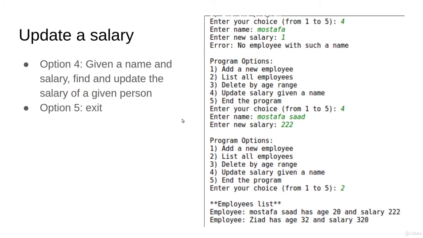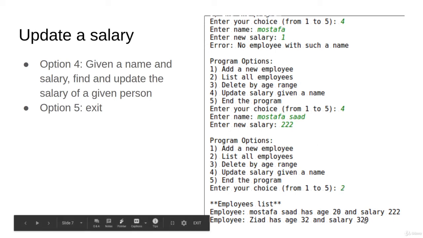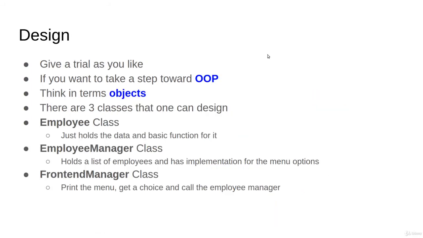In option number 4, we are given a name and update the salary of a person. For example, I entered here 4 and then I entered Mustafa. But observe that there are no employees with the name Mustafa. There is Mustafa Saad. So we tell the user, hey, no employees with such a name. The user tried option number 4 again to update the salary, and this time he entered Mustafa Saad and entered the new salary to be 222, which will be updated. If you print with 2, it will print Mustafa again, but now with the updated salary. Option number 5 ends the program. That's all, we are done.